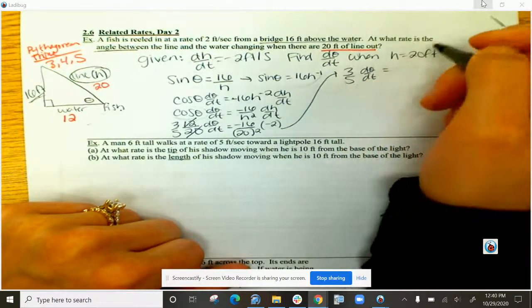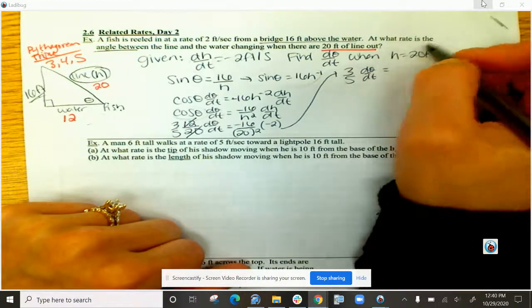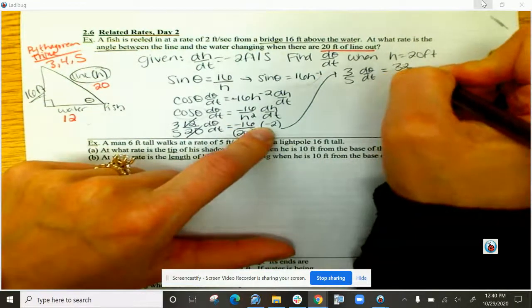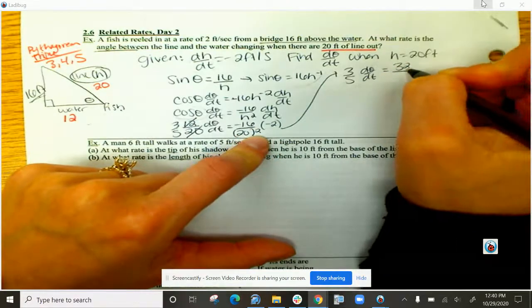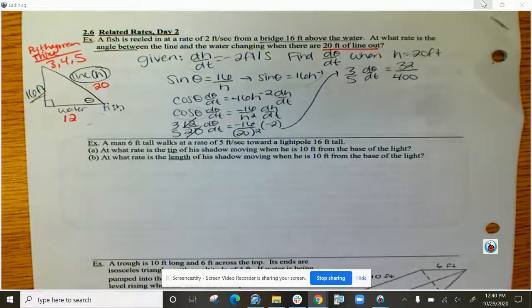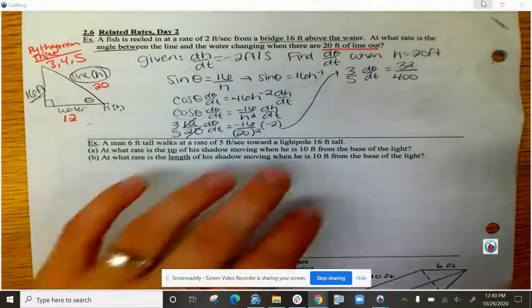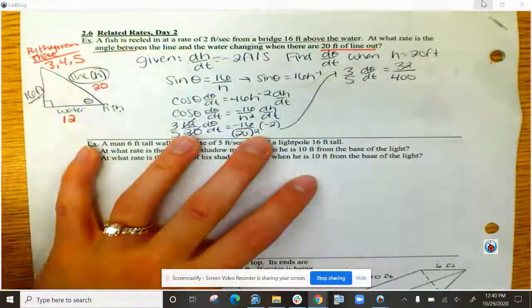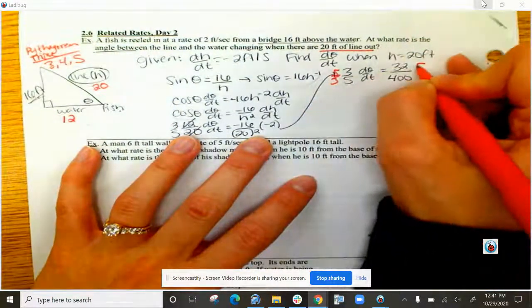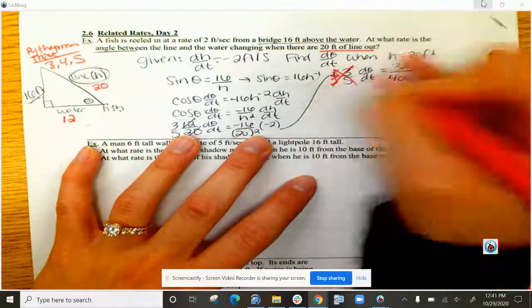is equal to, let's see, negative 16 times negative 2 is 32. And 20 times 20 is 400. So we've got that. And then in order to solve for d theta dt, we want to multiply both sides by 5/3 in order to get rid of that fraction.